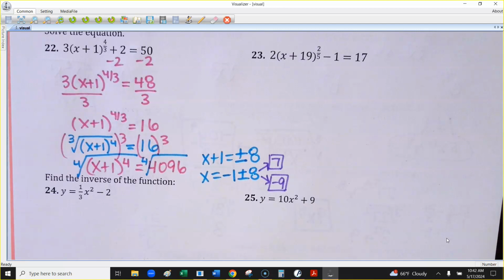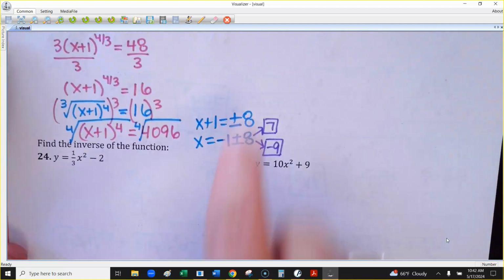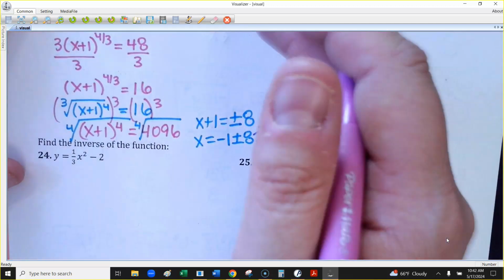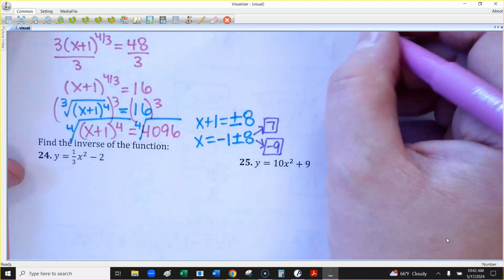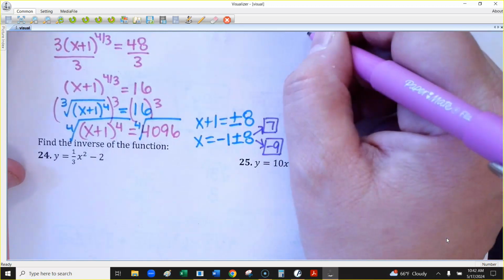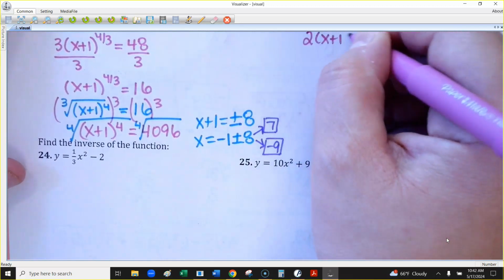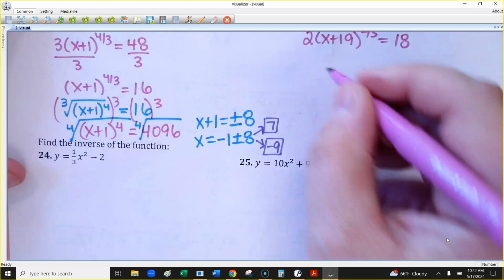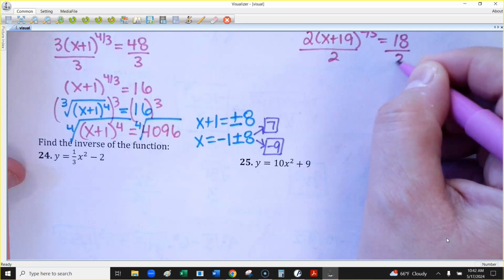I'm going to do one more like this, but this one's not very different at all. We're going to need a plus and minus on this one. But get your parentheses alone. So I'm going to add 1. So I'm going to have that 2 times (x plus 19) to the 2/5 power equals 18. We're going to divide by 2. You do not want to distribute anytime you got an exponent like that.